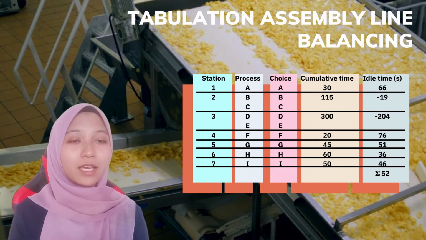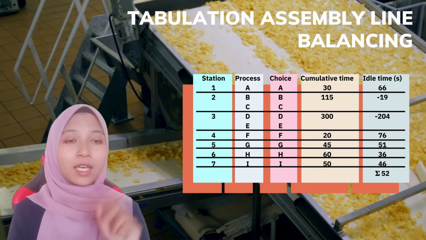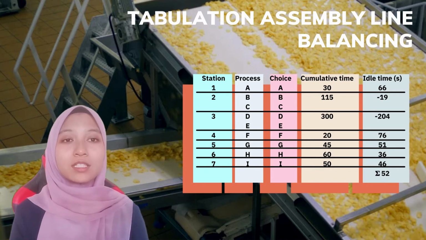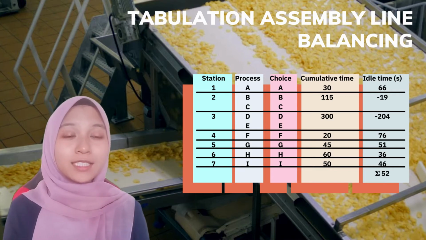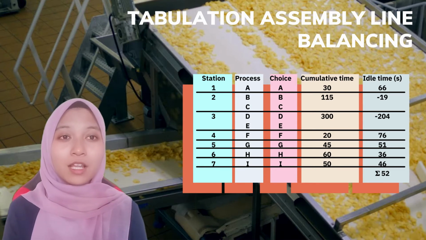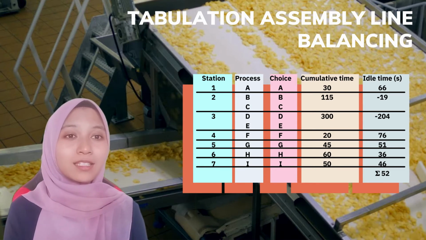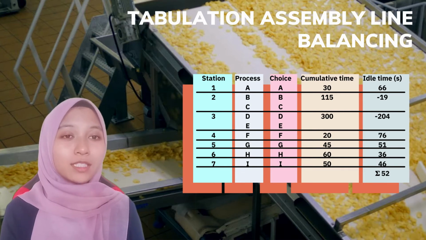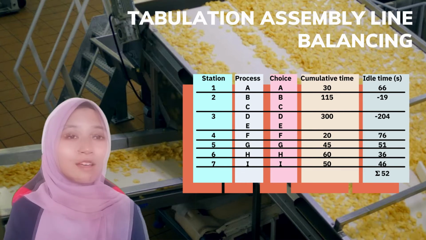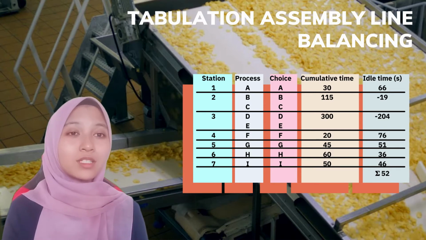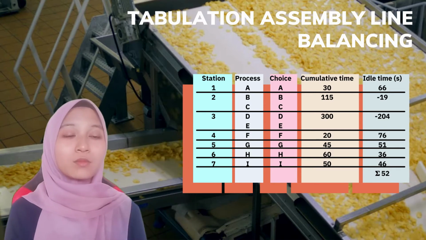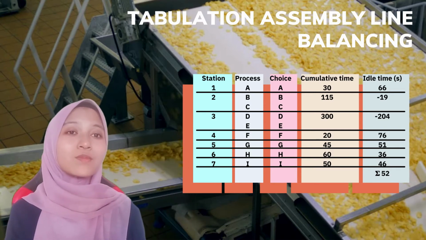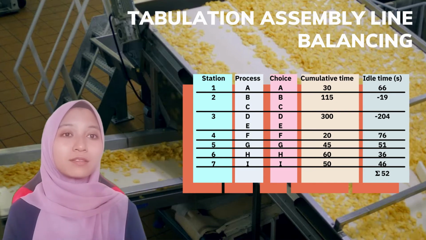And for this project, we decided to combine process B and C into station 2 and process D and E into station 3. And then the total idle time was calculated as shown in the table, also proven by the calculations of idle time by using the equations, and we got the total idle time is 52. So, as the result, we achieved the maximum performance by lessening the number from 7 to 5 stations.